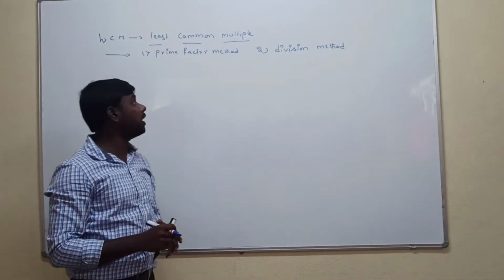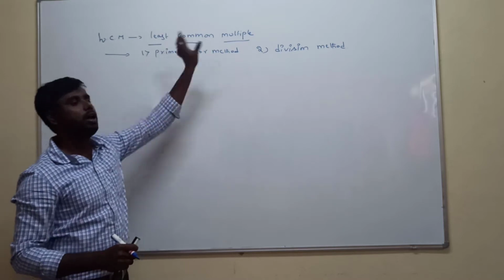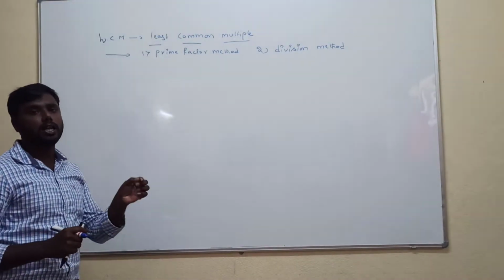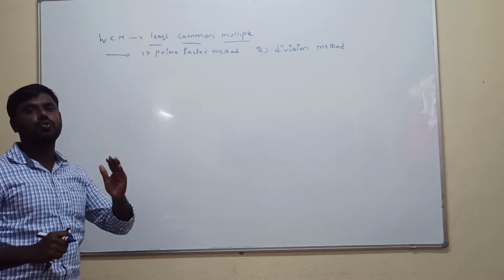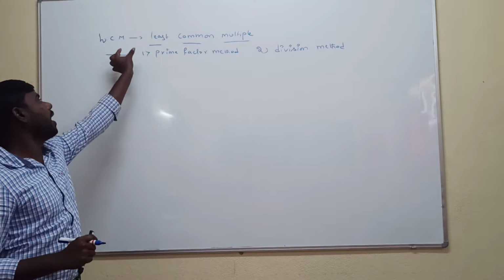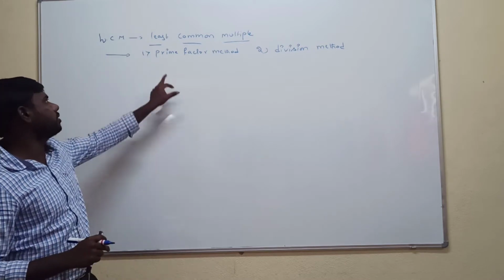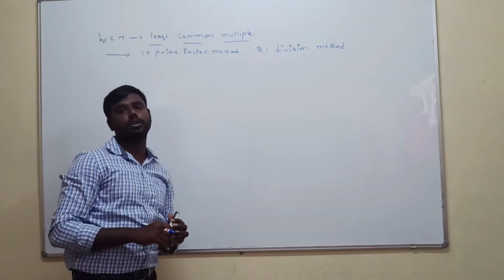Once again, to revise: LCM stands for least common multiple. The definition of LCM is the least number which is exactly divisible by each one of the given numbers. There are two methods of solving LCM: the first one is the prime factor method, the second one is the division method.